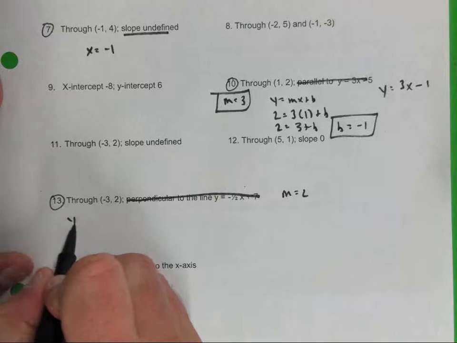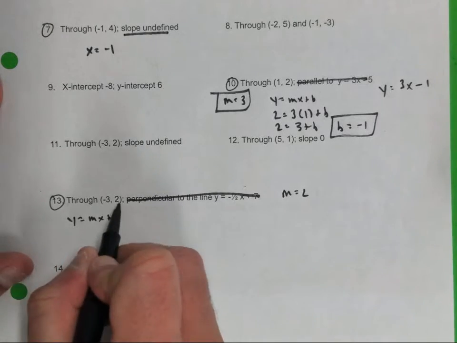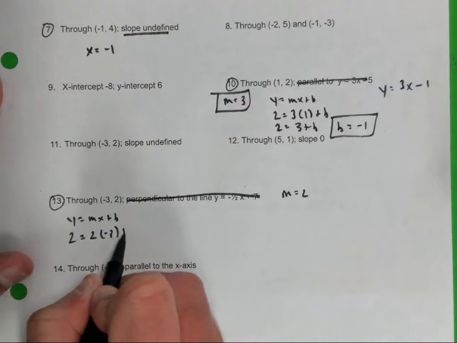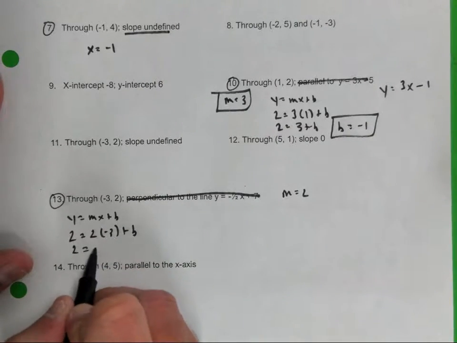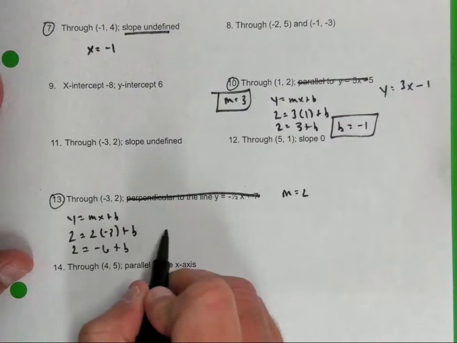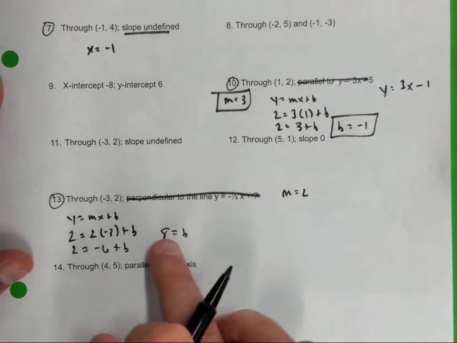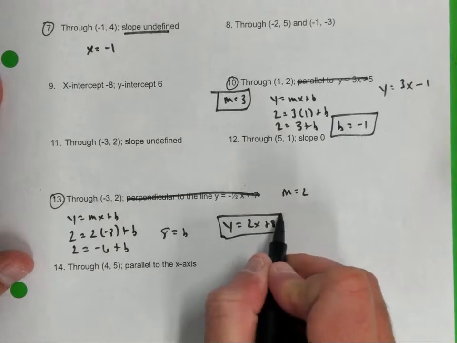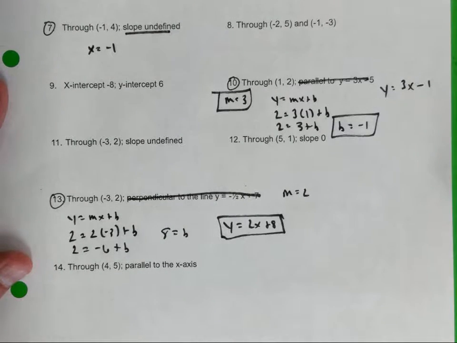Now, y equals mx plus b. My y is 2. My slope is 2. My x is negative 3. 2 equals negative 6 plus b. That gives me 8 equals b. I know my slope, know my y-intercept, so y equals 2x plus 8. Any questions on that?